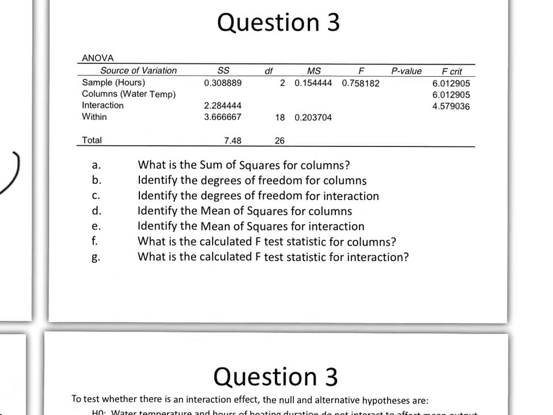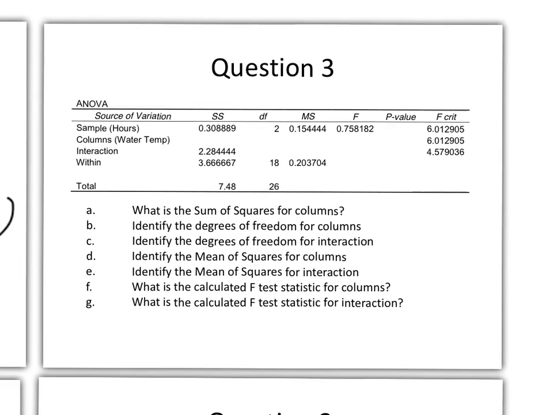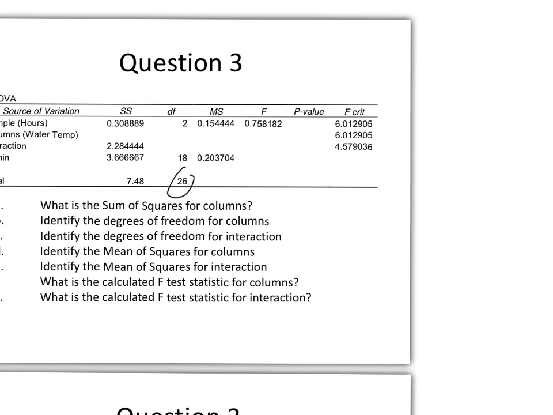this part of the problem, where we're going to fill in this table, I'll point out a couple of things. As we know, we've got two factors, and we'll have columns and rows, or sample it says, and columns. Here we've got a total of 26, and we know that this total degrees of freedom is the total sample size minus 1.